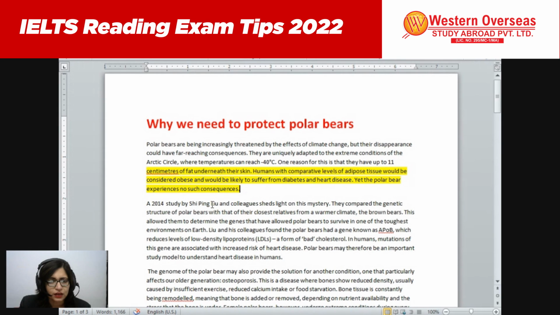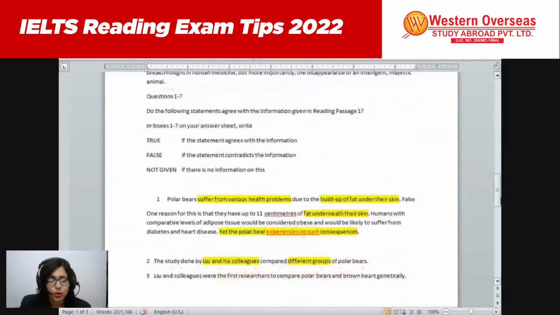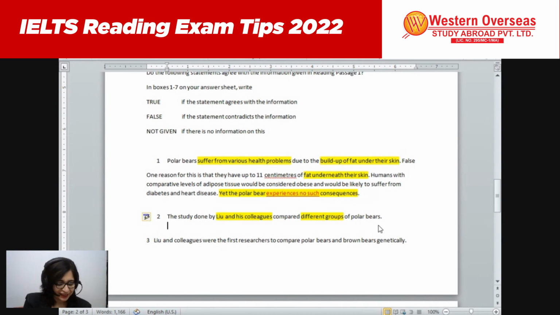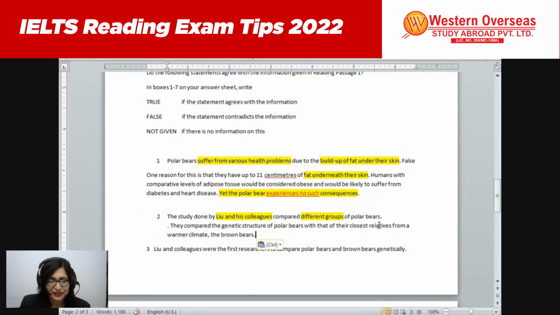Correct. Now if you check here, they are talking about a study by Louis and his colleagues. Getting the line? Now they compared. Who is they? They is Louis and his colleagues. So such types of pronouns are important to check. This is called referencing. Very useful in your task too. So try to use it a lot. If you have a pencil, prepare your notes.